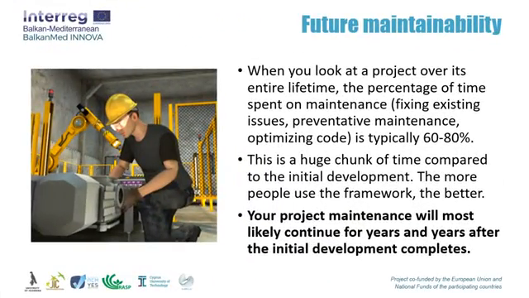When you look at a project over its entire lifetime, the percentage of time spent on maintenance, like fixing existing issues, preventative maintenance, and optimizing code, is typically 60 to 80%. This is a huge chunk of time compared to the initial development. The more people use the framework, the more unit testing there is, the better the documentation is, and the more staff members who know the framework, the simpler this will be. Your project maintenance will most likely continue for years and years after the initial development completes.